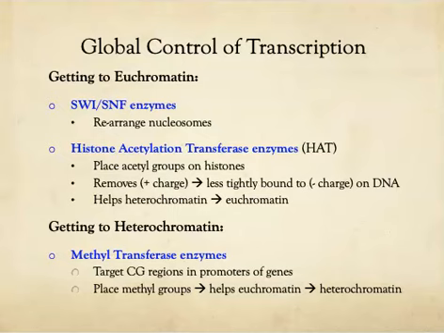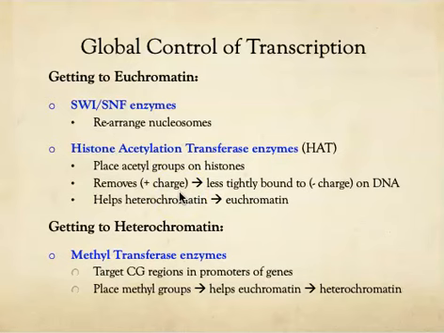The other family of enzymes are referred to as HAT enzymes, and the HAT stands for histone acetylation transferase enzymes. The name of this family of enzymes tells you what it's going to do. These are enzymes that add acetyl groups to the histone proteins in the nucleosomes. Now, what happens when an acetyl group is added onto a histone is it removes some of the net positive charge that histone proteins have.